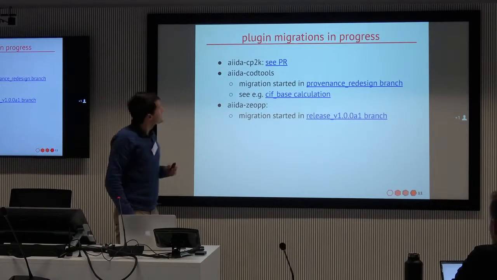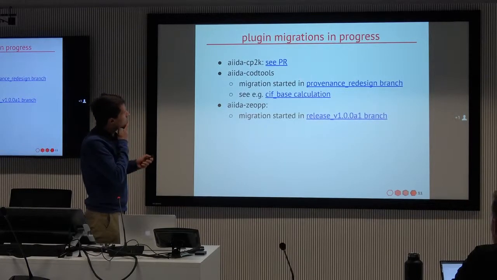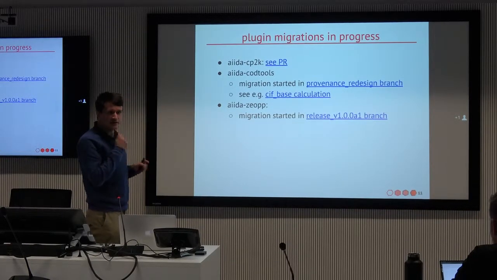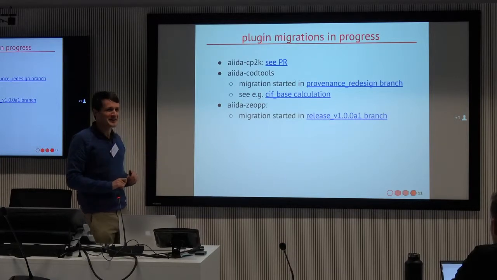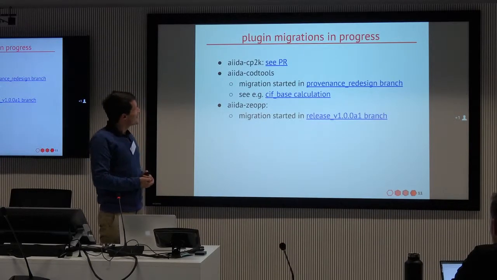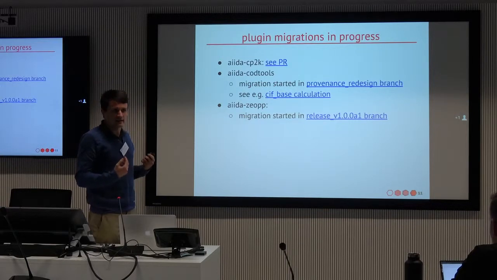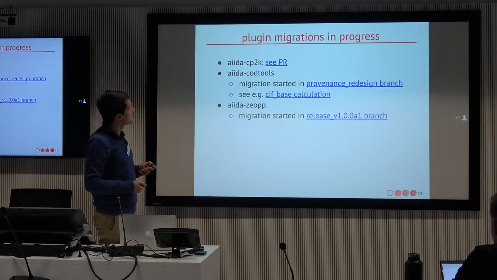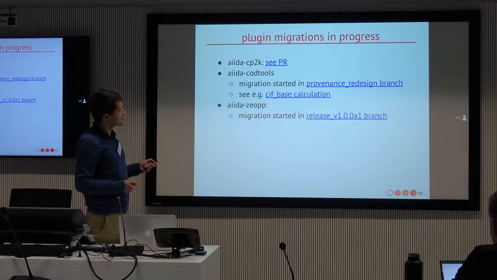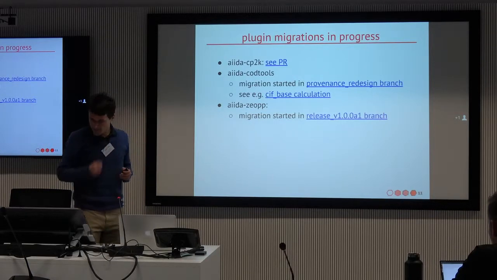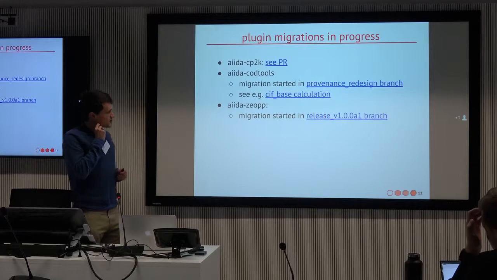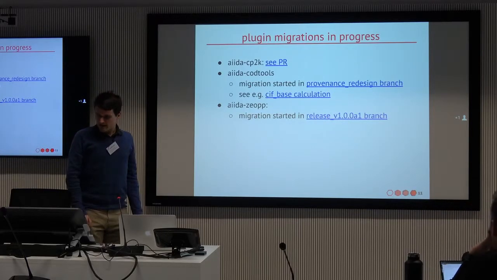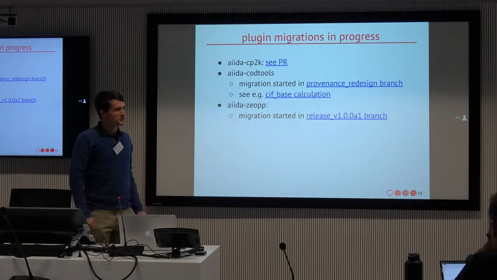Just as my last slide, here are some links to things that have already started. As you can see here, there's no AiiDA 1.0 plugin yet, so yours might actually be the first. We are also in the process of migrating our plugins. For CP2K, for example, there's now an open pull request. For AiiDA Code Tools, Sebastian started working in a branch, and for an example of migrating a calculation, you could look into this one. I started migrating the AiiDA 0++ plugin, but also this is not yet finished. So we are all kind of in the same boat.